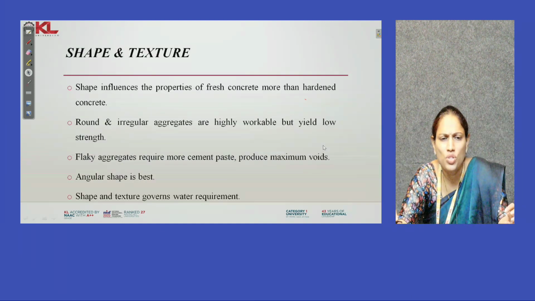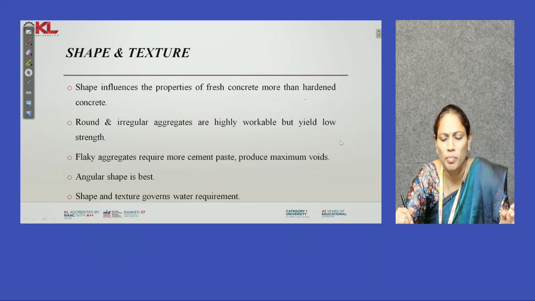Shape and texture influence the concrete: round and irregular aggregates are highly workable but yield low strength. Flaky aggregates require more cement paste and produce maximum voids, so we avoid those types of aggregates. Angular shape is best, and shape and texture govern the water requirement.